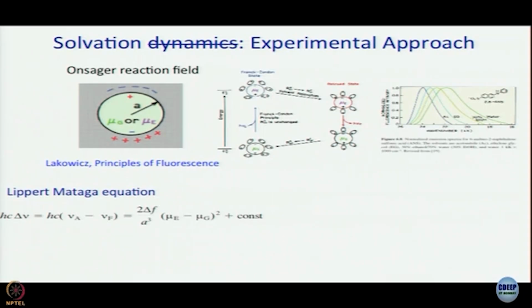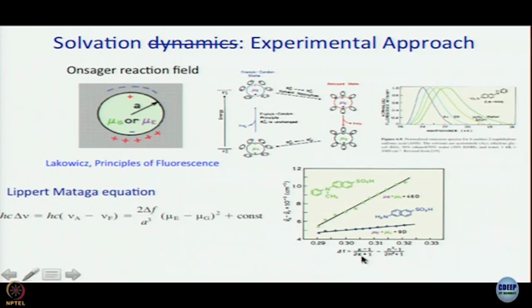What is delta f? Delta f is this. We had referred to delta f in one of the earlier modules: (epsilon minus 1) by (2 epsilon plus 1) minus (n square minus 1) by (2 n square plus 1). This is a measure of what is called orientation polarizability of the solvent.